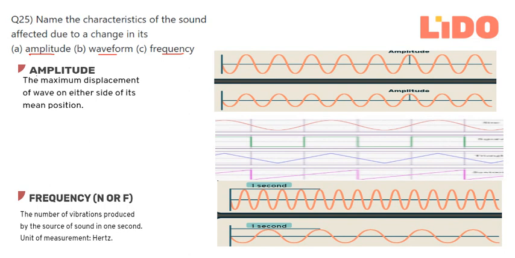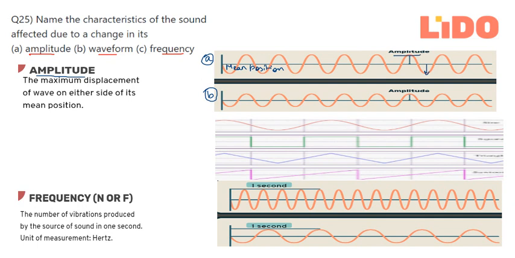So what do we mean by amplitude? To understand this, I have two waves over here, A and B. I will compare these two. How will I compare them? Let's say this is the mean position. The definition of amplitude says that the maximum displacement of the wave on either side of the mean position gives the amplitude. So this is the amplitude for wave A.